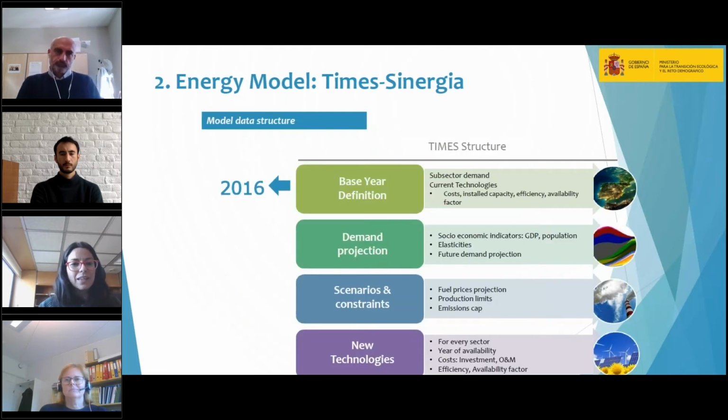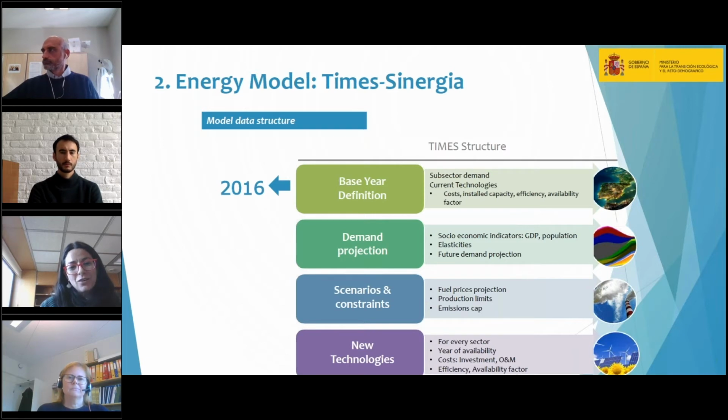For setting up the model, I would like to explain a little bit the model data structure. So we set a base year reference in 2016 in this structure, and from this base year we need to collect several data from very different stakeholders, and also made an analysis of the coherence of the data, that I think is one of the big challenges.